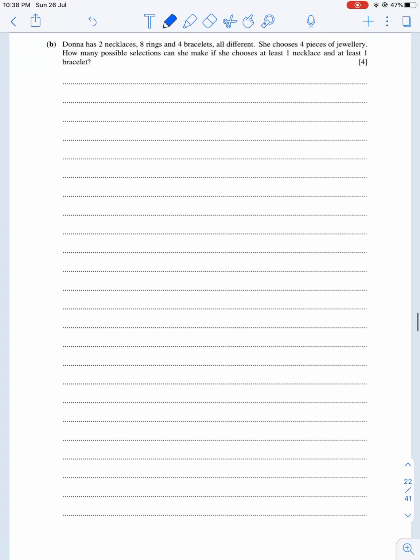Let's move on to the next question. It says Donna has 2 necklaces, 8 rings and 4 bracelets. All are different. She chooses 4 pieces of jewelry. How many possible arrangements can she make if she chooses at least 1 necklace and 1 bracelet? She's supposed to choose 4 pieces of jewelry.